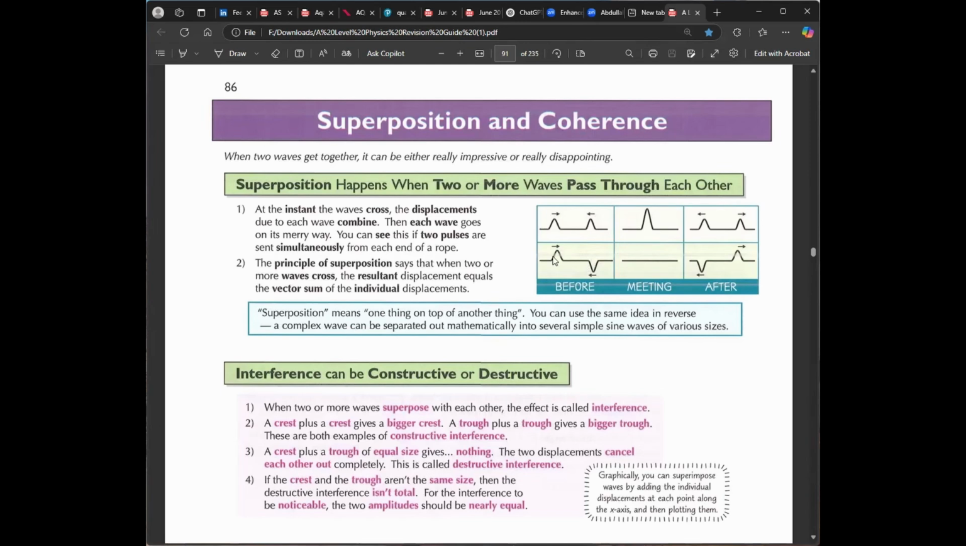Similarly, there can be destructive interference as well, which is shown here. When they are at the same position, when superposition happens, there's no wave at all because their amplitudes are equal but in opposite directions. So they just cancel each other. The displacement is equal but in opposite direction, so they cancel, and that's why you just see a flat line and no wave at all.